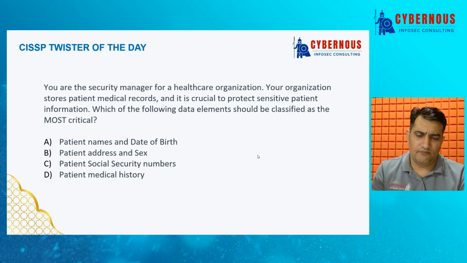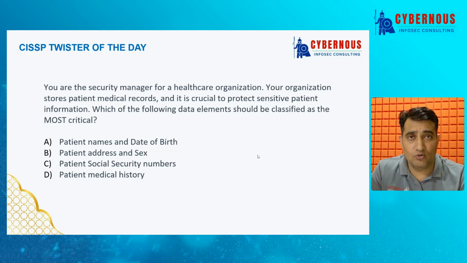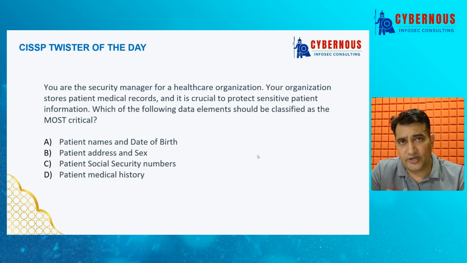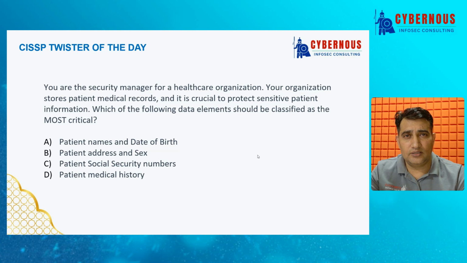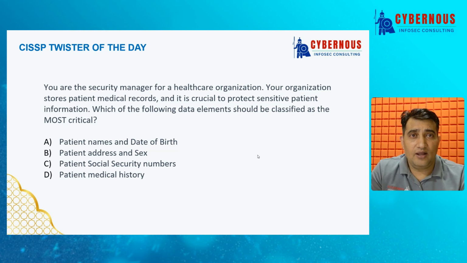So, healthcare information as well has a lot of privacy regulations to follow. If you are in US and you are into healthcare entities, any of the healthcare entity, then you may be asked to secure the healthcare information as per HIPAA or maybe HITECH as well. And here in this particular question, there are four options. Number one is patient name and date of birth.